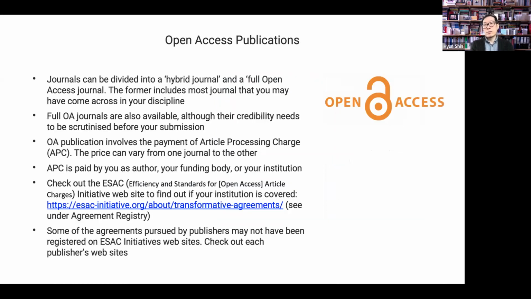Now, moving on to open access publication. So increasingly nowadays, you may see open access publication being one of the hot topics in this publishing field and also in academia. So usually existing journals can be divided into a hybrid journal and a full open access journal. So the conventional journals, which are already established in the field, will be mostly falling into this hybrid journal category, while there are new journals which have been established by publishers and other scholarly bodies as fully open access journals.